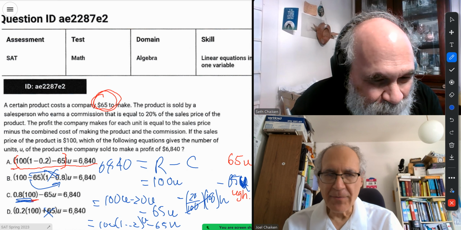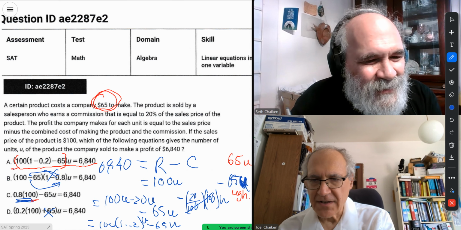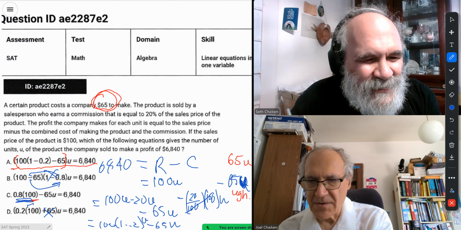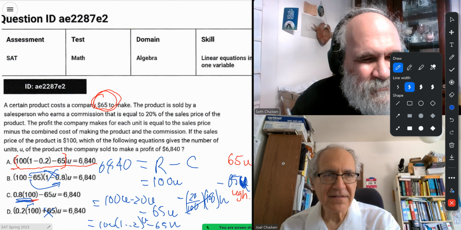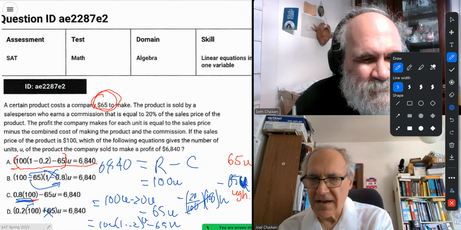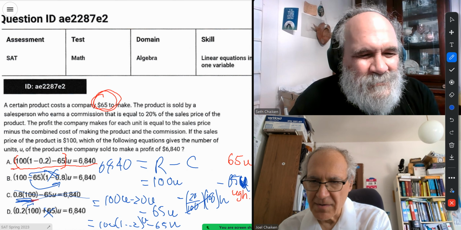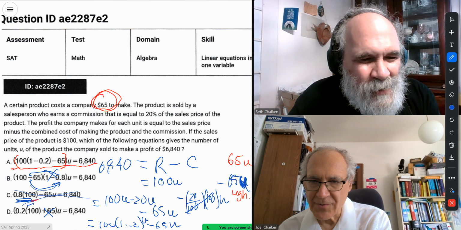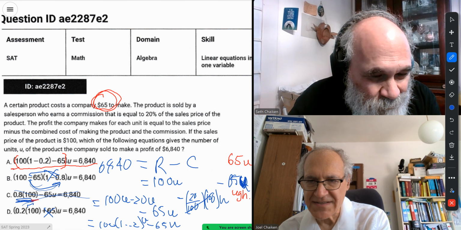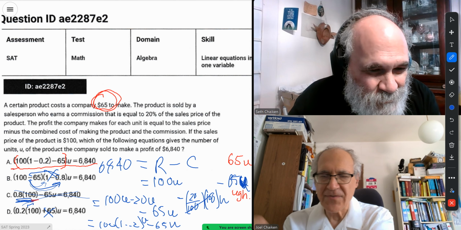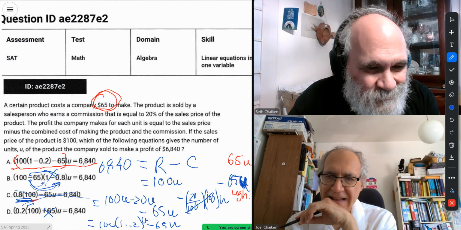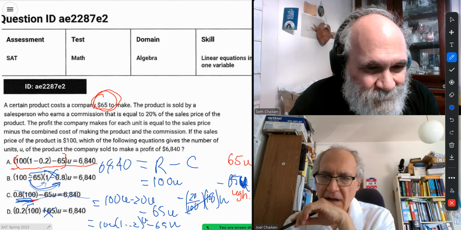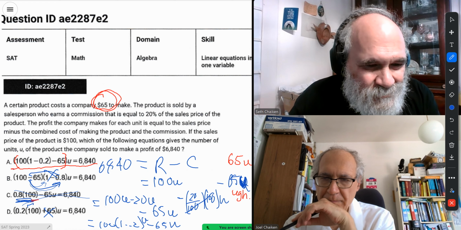Knowing your logic, you would knock C out immediately. So let's knock that out. I was wrong here, by the way. The 65 minus the 0.8 is a positive number. The negative 65 times 1 is negative 65. So that's still in the running.